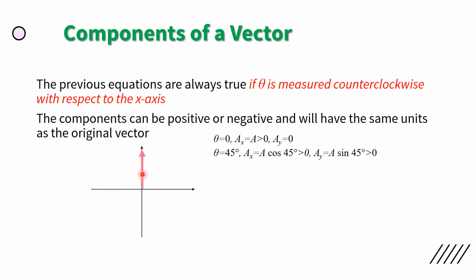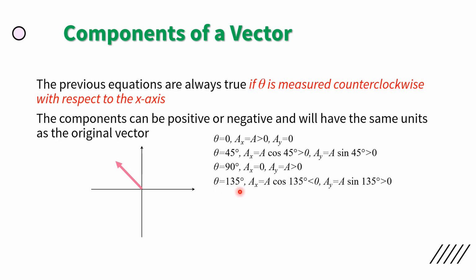And if your vector A is positioned here, that means theta equals 90 degrees. So take note that theta is measured from the positive x-axis towards your vector. So we have a sub x equal to 0 and a sub y equal to a, the magnitude of vector A. And then this is the case wherein theta equals 135 degrees. So a sub x is equal to a cosine 135 degrees, and a sub y equals a sine 135 degrees.